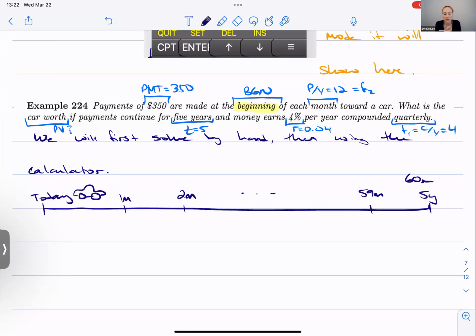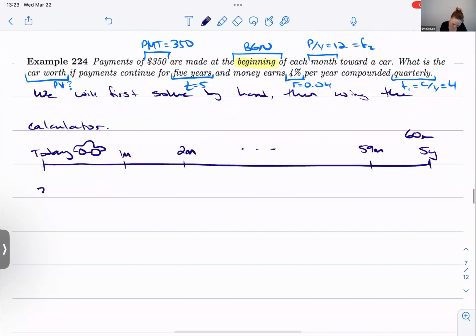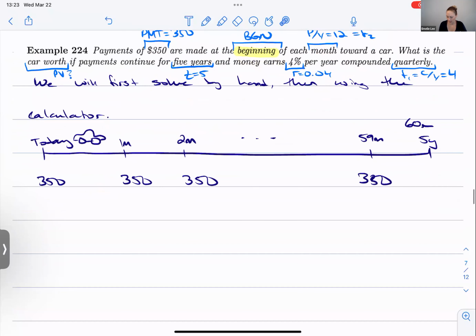Right? So now instead of starting and drawing my $350 payment at the 1 month mark, I shift it to the beginning, right? There's still the same number of payments. It's just that they're at the beginning now. So I'm going to make that shift: 350, 350, 350, 350. And that's my last payment. Okay.